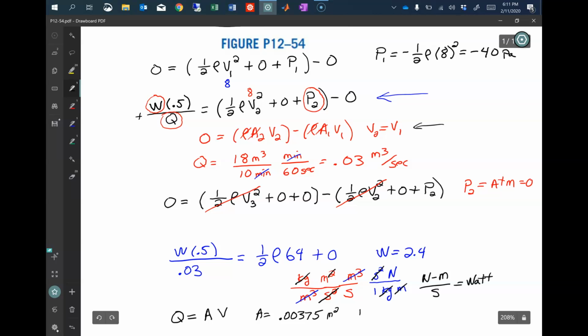All right, the area is equal to 1/4 pi times the diameter squared, and that equals 0.00375. Okay, so multiply by 4, divide by pi, and then take the square root of that. All right, so D is equal to 0.069 meters. So that would be 6.9 centimeters.